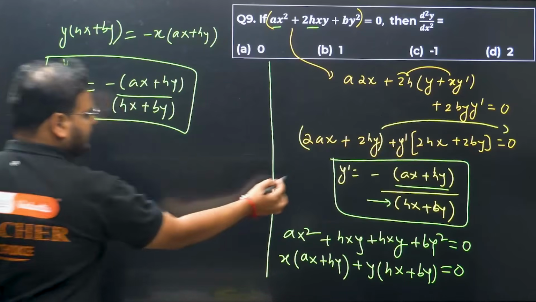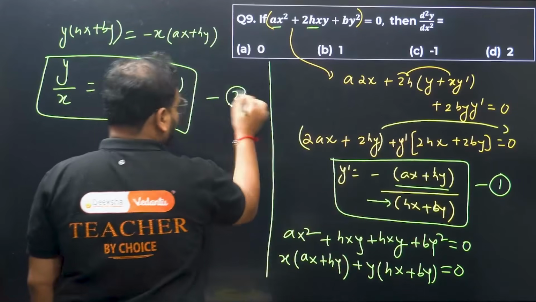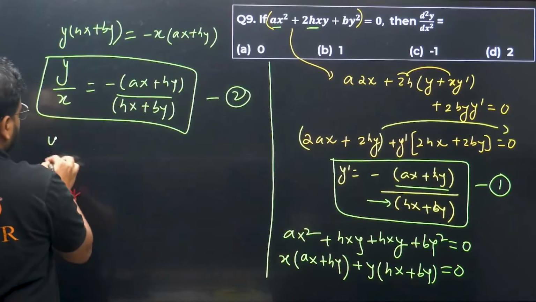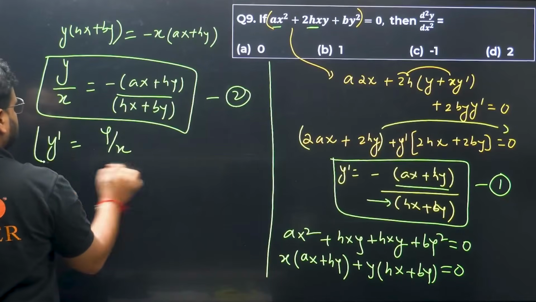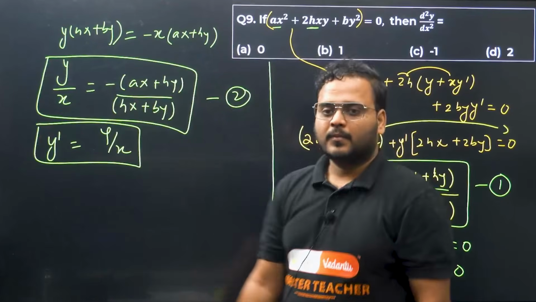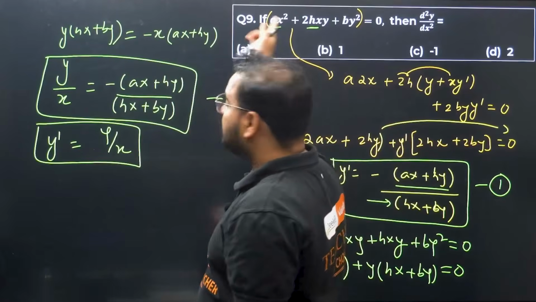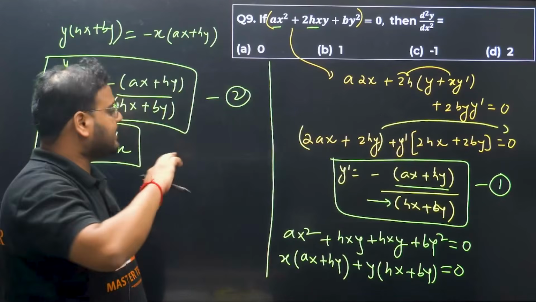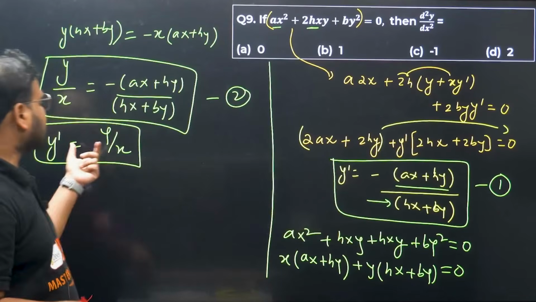It means I can write from here, this is my equation number 1. If I say equation number 2. So use 2 in 1. So I get this value as y dash equals to actually y by x. Y dash equals to y by x. So I hope you got it. What I've done, I have found the first derivative. Then I use the equation which is given to us to find the expression in terms of y and x, and that came out exactly as derivative. So I'm writing y dash as y by x.